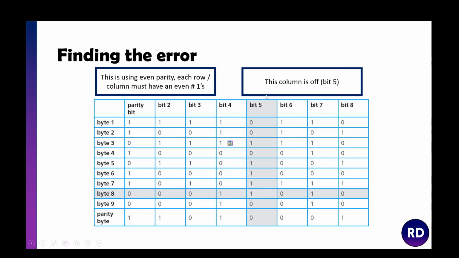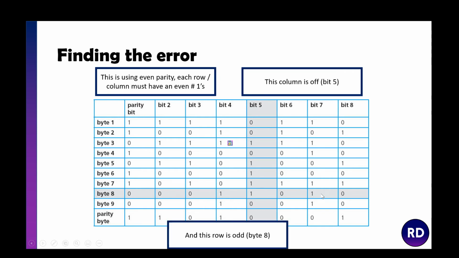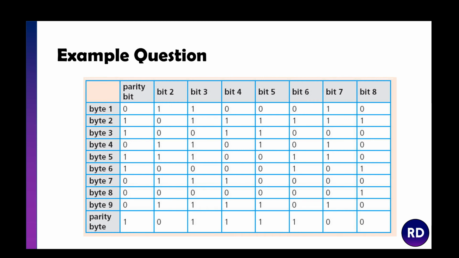So this column in bit 5, we've got 1, 2, 3, 4, 5 bits instead of 6, or instead of 4. And then this row, we've got 1, 2, 3. So we highlight that row, we highlight this column, and you can see where the error is. So the actual mistake is in this part here. That's where the error is, and we can fix that. So let's take a look at an example question.